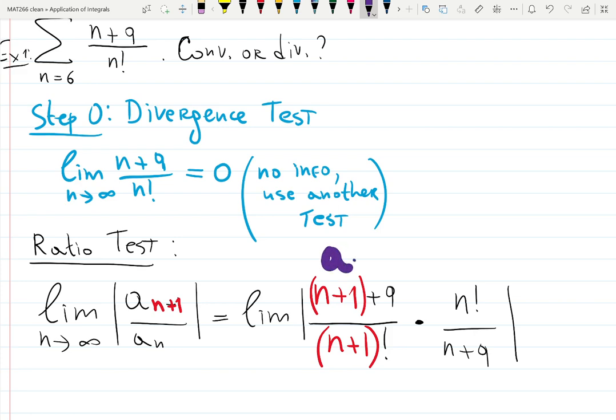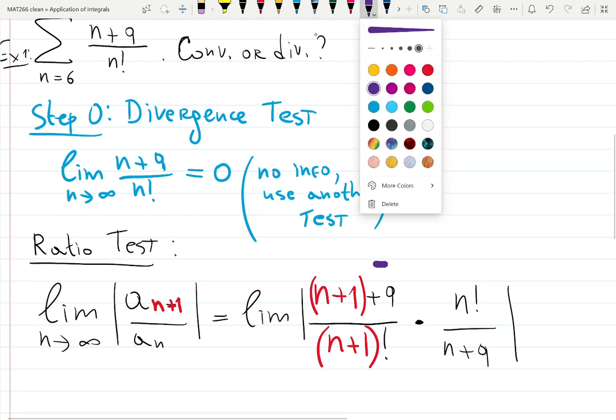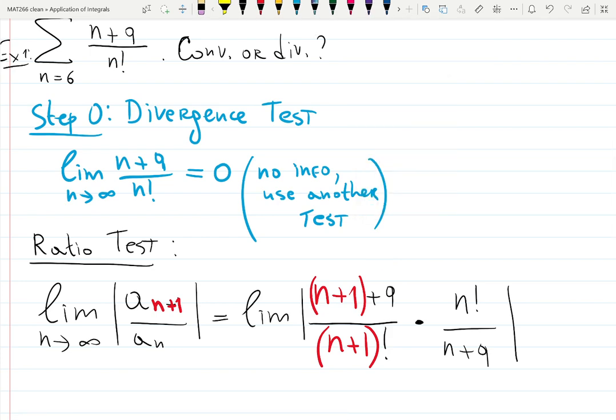This was a sub n plus 1, times 1 over a sub n. That's what I did. It's easier this way, it's faster, and we're checking in the long run. So we're checking the behavior of the ratios. That's why it's called the ratio test.